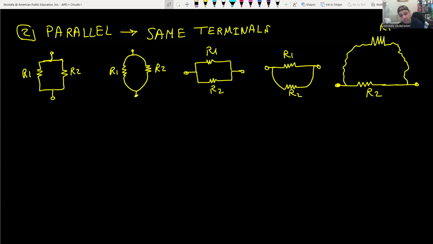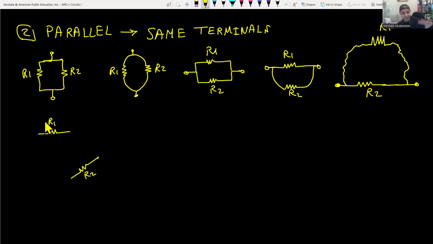So the condition for parallel is much simpler than series. Basically, for two elements or more to be in parallel, they must have the same terminals. As simple as that, same terminals. For example, a resistor has two terminals. So let's have two resistors, one like that, R1, and another one like that, R2.